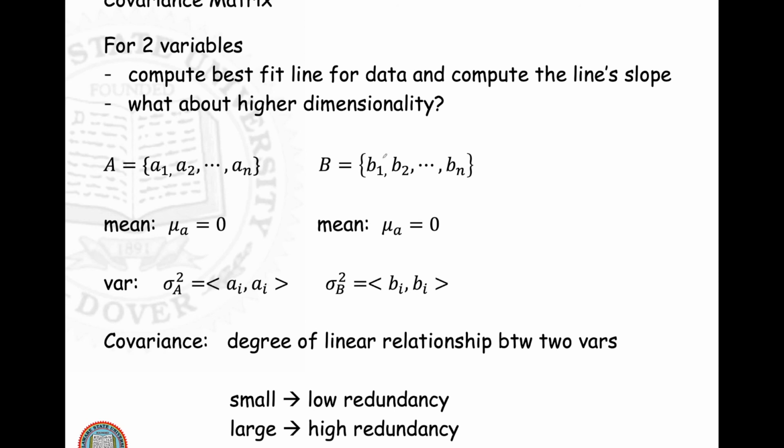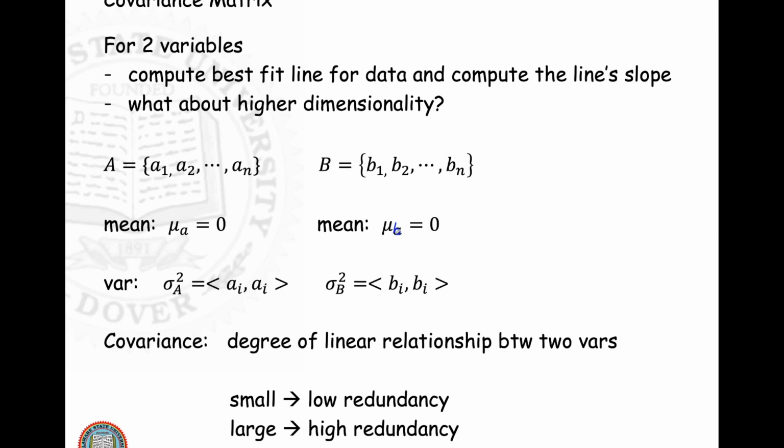But what do you do when you have higher dimensionality? So let's take a look at this. Suppose you have a bunch of measurements, n many measurements. We'll call that measurement system A, and we have measurement system B. The mean, we can assume, of measurement system A, mu A, is 0. Likewise, for B, mu B is also 0.